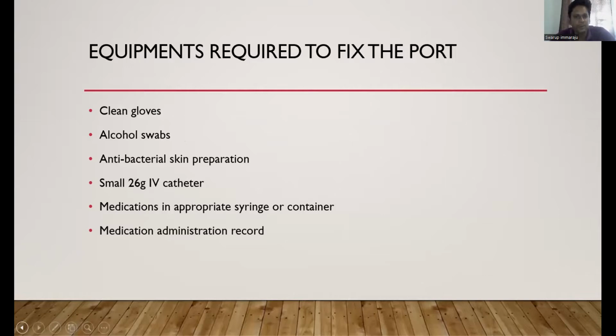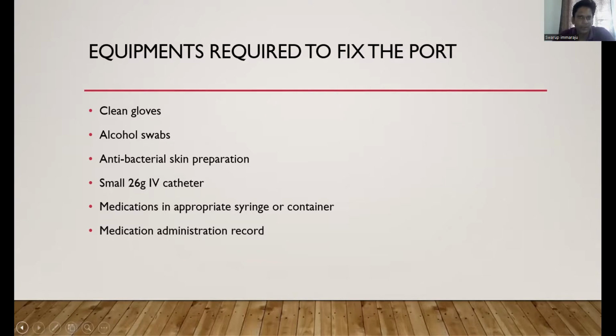There are a few equipments required to fix up the port. Number one, at least clean gloves and the alcohol swabs to wipe that area in a circular manner and leave it open for a while, and then it's easy for you to fix the port. Any kind of antibacterial skin preparation, a 26 gauge IV catheter, and medications in appropriate syringes or containers.